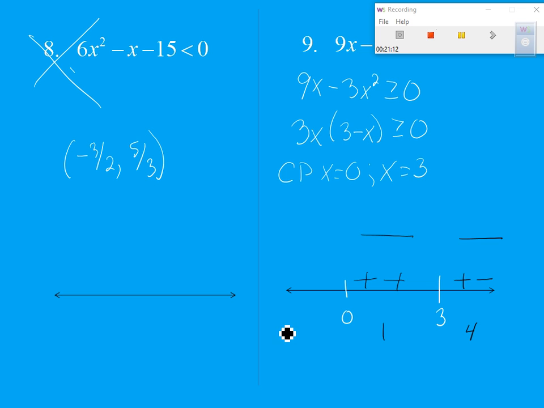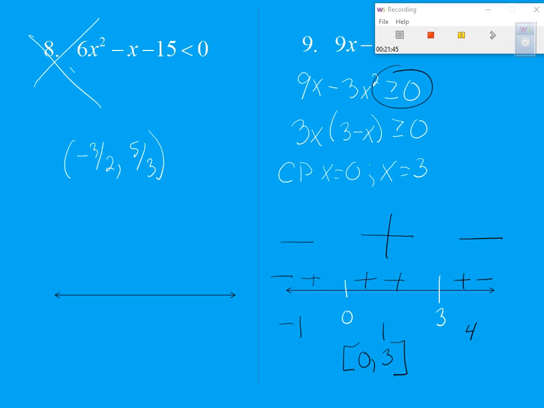Let's pick negative 1. 3 times negative 1 is negative. 3 minus negative 1 is 4, which is positive. So I got a, oh, that's a positive right there. Now, look back at what we want. We want the interval greater than 0, and it says greater than or equal to. So my solution set is bracket 0 to 3.